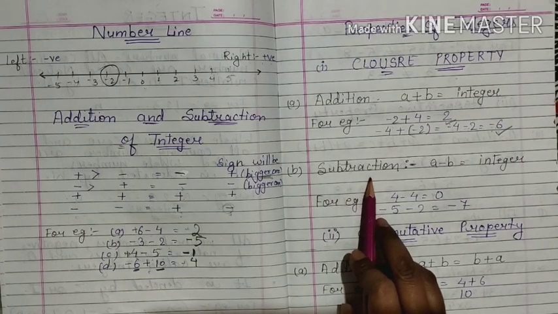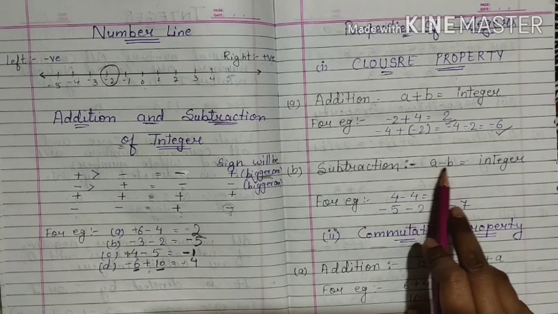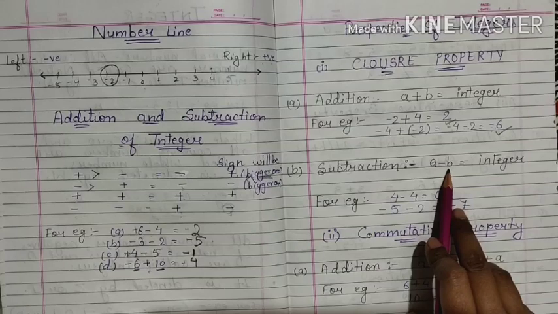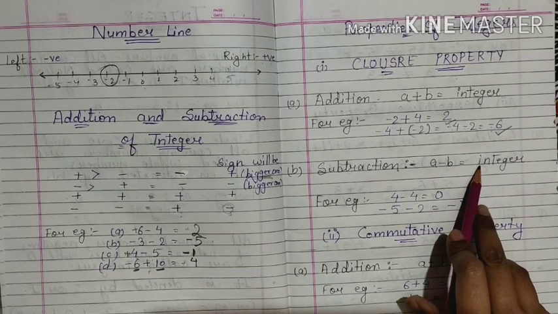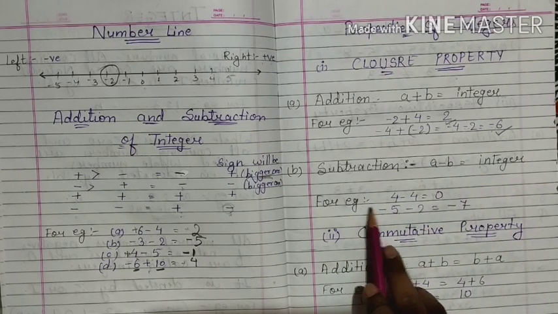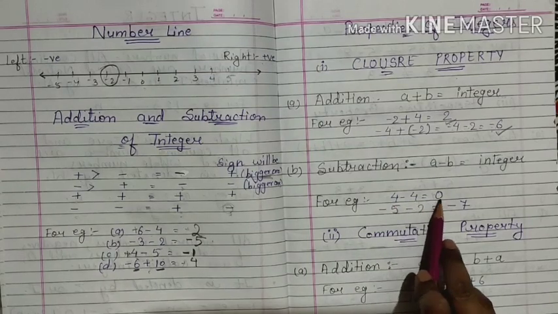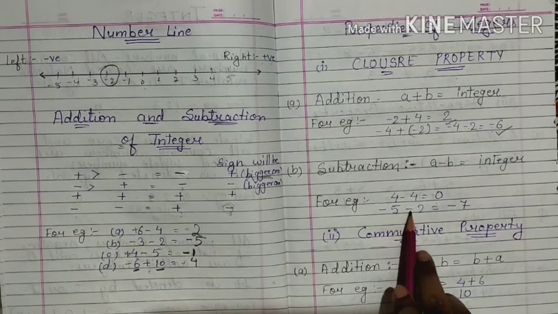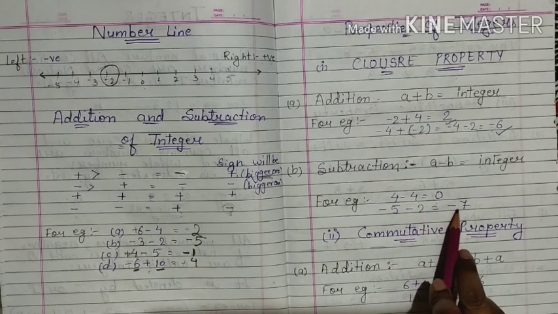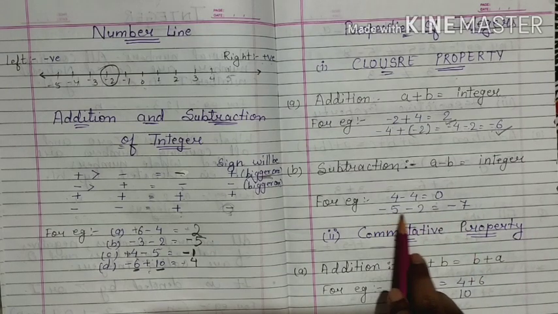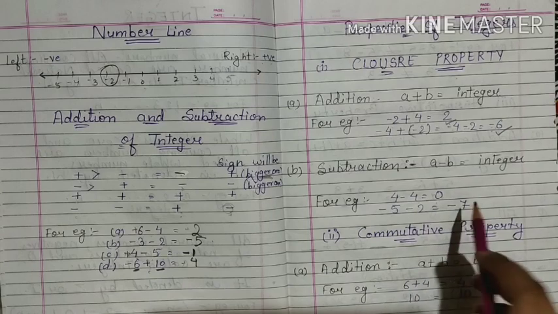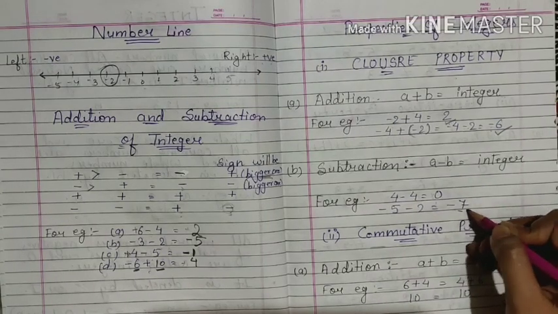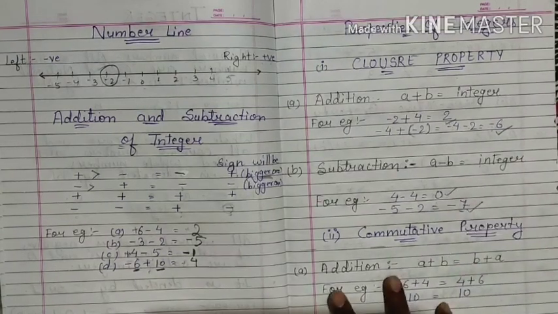Then subtraction. When we subtract two integers, the result will be an integer. For example, 4 minus 4 will be 0, and we know that 0 is also an integer. Minus 5 and minus 2, minus minus is plus, then it will be 7 and the sign will be minus, and minus 7 is also an integer.